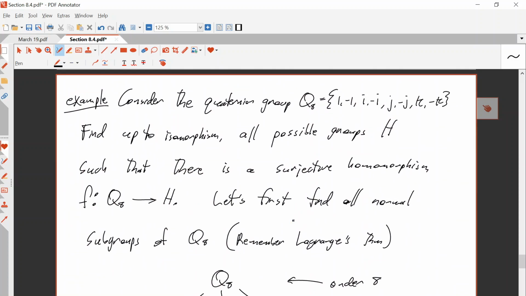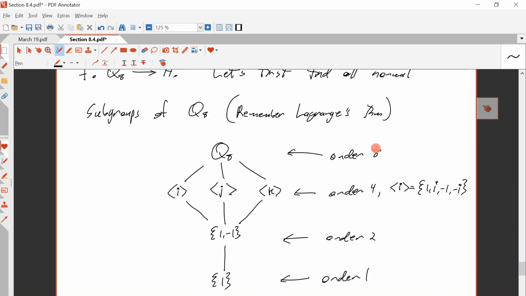Another example, consider the quaternion group Q8. Find, up to isomorphism, all possible groups H such that there is a surjective homomorphism f from Q8 to H. Find all surjective homomorphisms. By the first isomorphism theorem, you just find all normal subgroups of Q8, and then look at their quotient groups and tell me what they are.